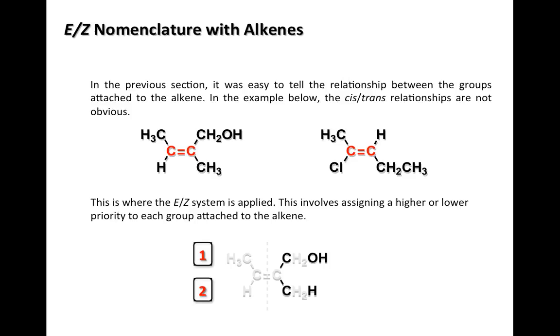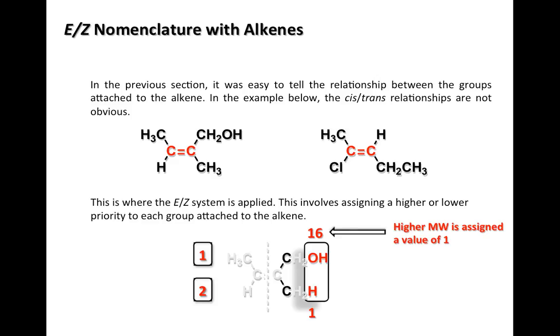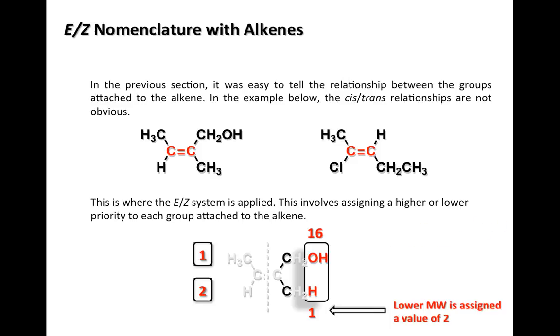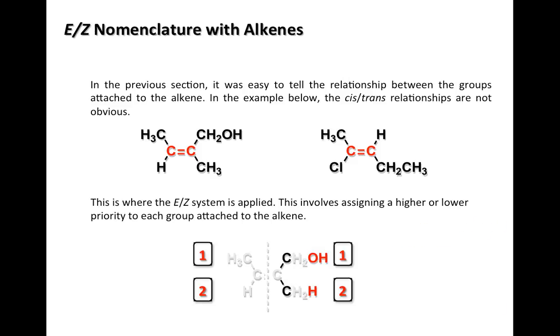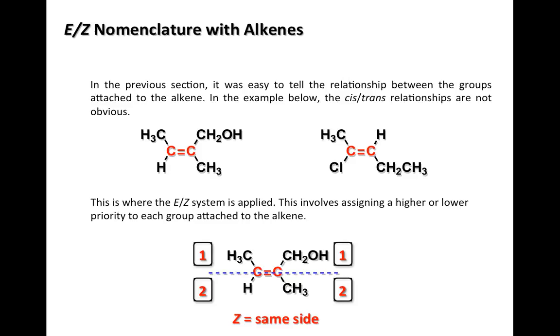So you can already see here the distinction. At the top carbon, we've got an oxygen coming off of that carbon, which has a molecular weight of 16. And at the bottom one, we have another hydrogen, which has a molecular weight of 1. So in that respect, our oxygen, 16, is going to have the highest molecular weight, so that's a 1. Our hydrogen is going to have a lower molecular weight, so that's assigned a priority of 2. And now we can see that our 1s are on the same side and our 2s are on the same side. So in this case, this is going to be a Z alkene.